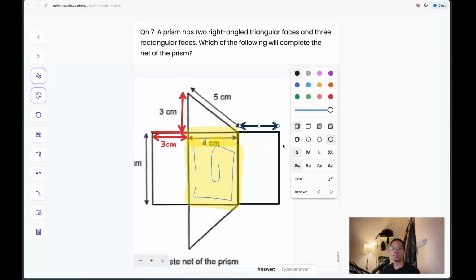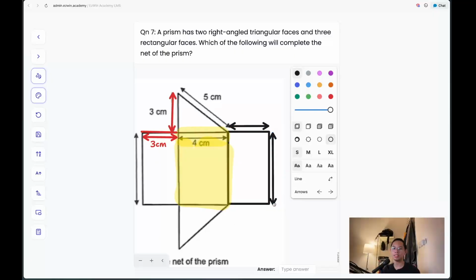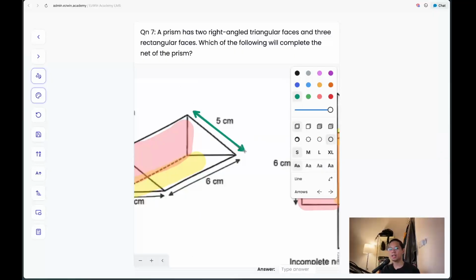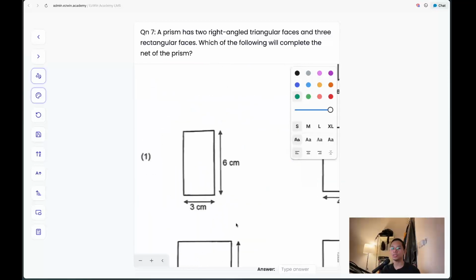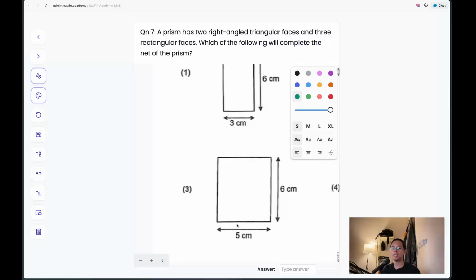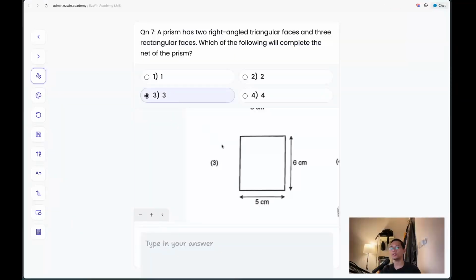So we know the 6 centimeters are basically the same length, right? So this is also 6 centimeters. So what is this remaining breadth over here? How many centimeters? If you guessed 5 centimeters, then you're right, because this 5 centimeters is also touching this part over here. So that means this is 5 centimeters. From the different options, which one do you think is the answer? If you guessed option number 3, then you are right. So that is option number 3.